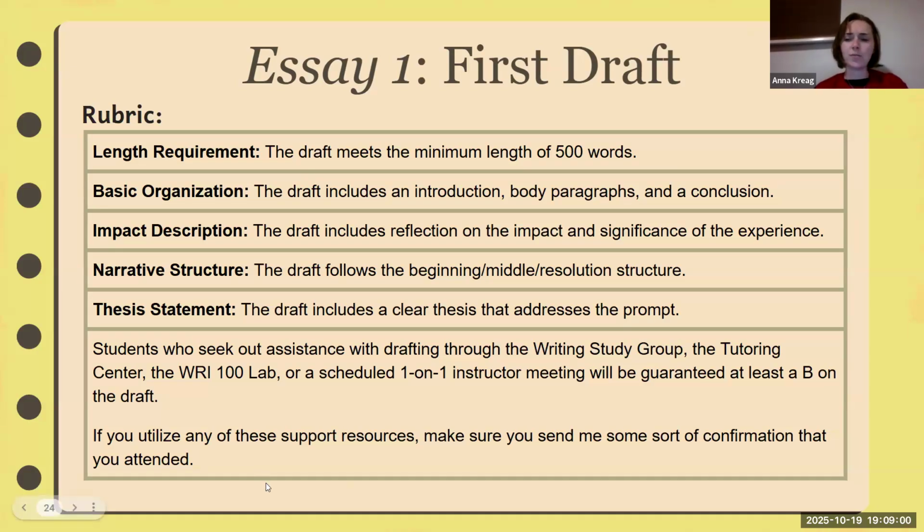And this is a little bit of not necessarily extra credit, but cushion for the first draft. It's not weighted as heavily as your final draft, but if you are seeking out assistance with the writing study group in the trio room, the tutoring center, and or the Writing 100 lab, or if you schedule a one-on-one meeting with myself, I will guarantee at least a B on the first draft, pardon me. So if you reach out and seek assistance in any way, you're guaranteed a B on this draft. So please utilize these resources.